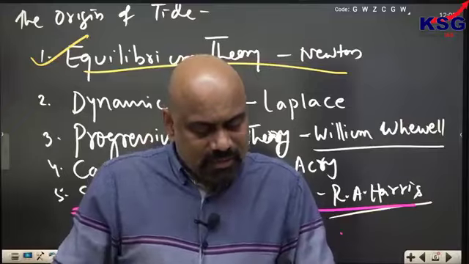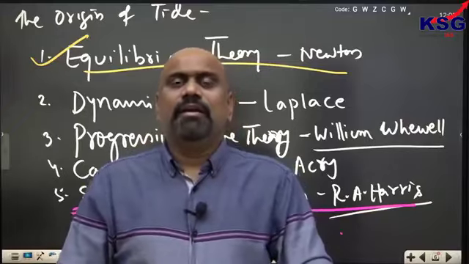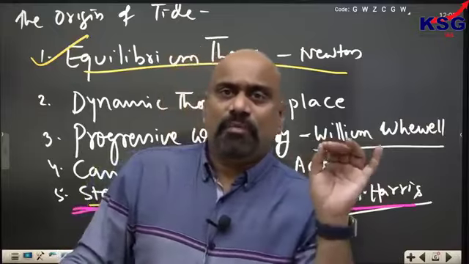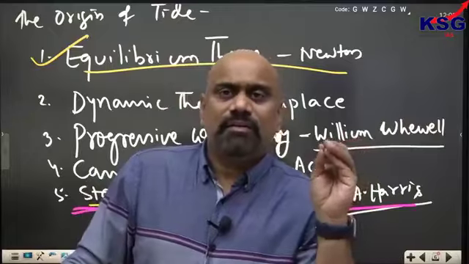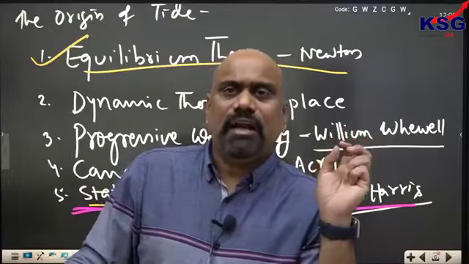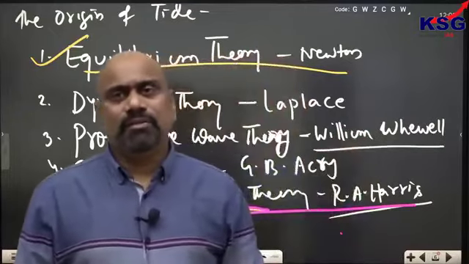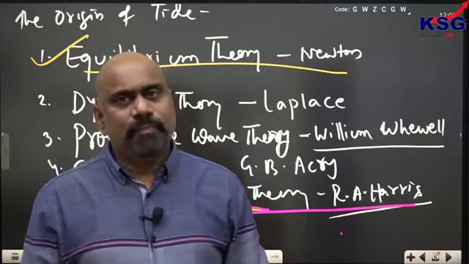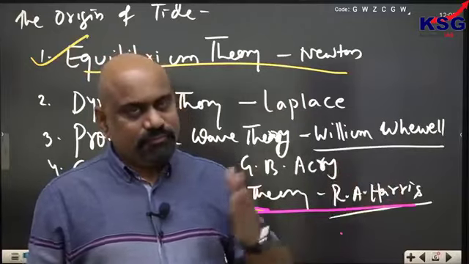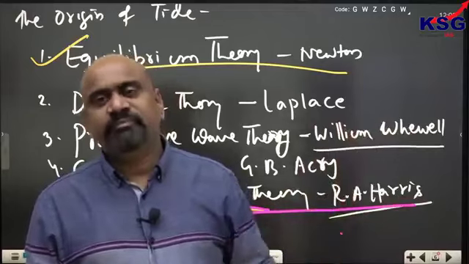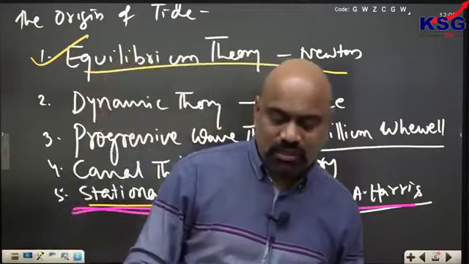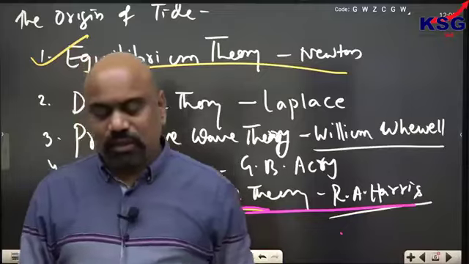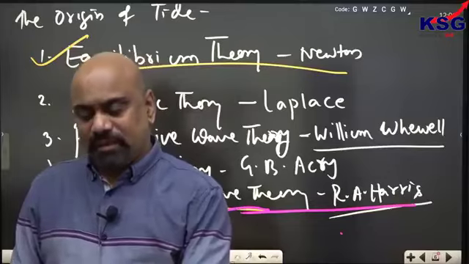Sir, do tides make any ocean current? My friend, tides will not make ocean current. Tide is a wave. It is a tidal wave. Okay, so disturbances will be there, but it is a tidal wave. It will go to the coast and come back. Ocean current is unidirectional. That is the difference.